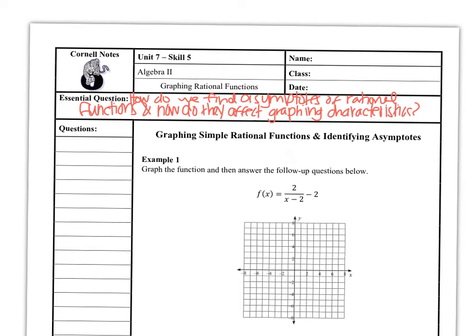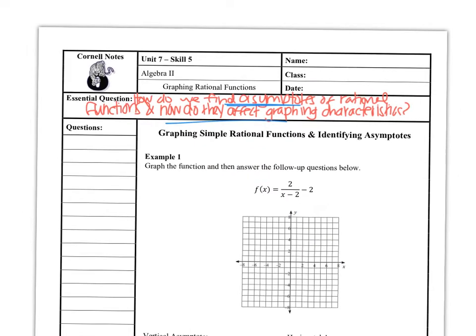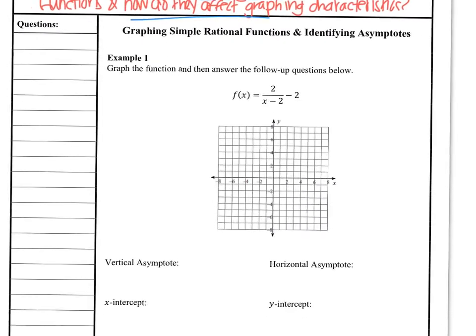Hi guys, Ms. Griffin. We're looking at Unit 7, Skill 5 with graphing rational functions. So we have this rational function and we're looking to find the asymptotes of this rational function and how it affects the graphing characteristics such as increasing, decreasing, things like that. So we have this function and it says graph it and then answer the follow-up questions.